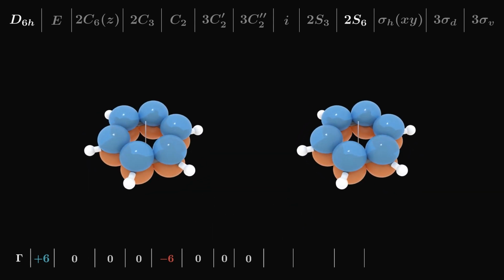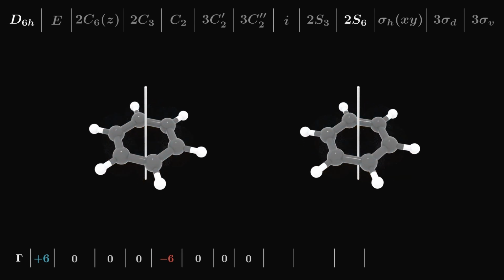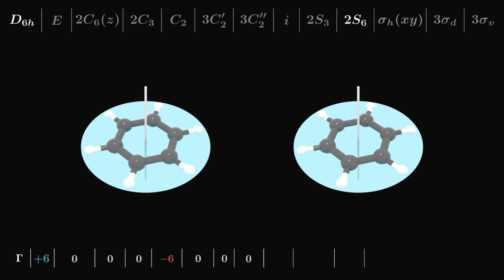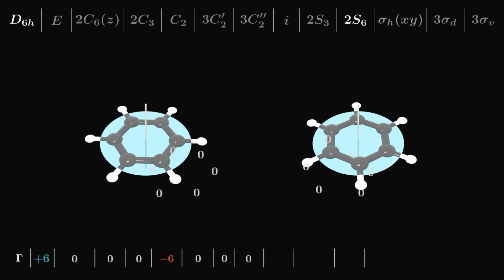Next, we have an S6 improper rotation, which consists of performing a C6 rotation about the z-axis, followed by a reflection. Since the C6 rotation removes all of its atoms from their starting positions, this operation has an associated trace of 0.